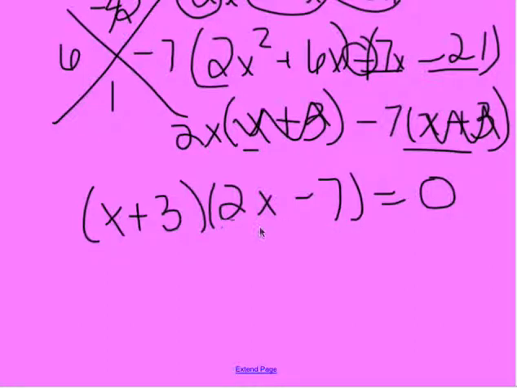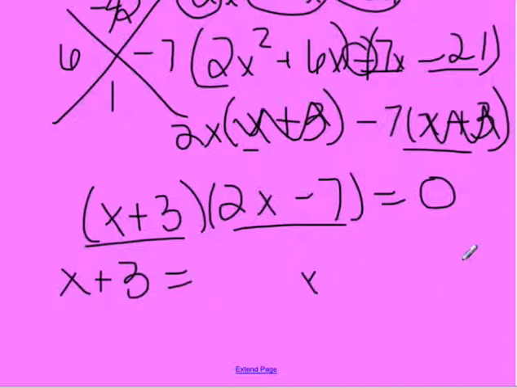Once we factor, we can use the zero product property. The zero product property says if you take two things that are multiplied together and set equal to 0, to solve, you can take each factor and set it equal to 0. So I get that x plus 3 is equal to 0 and 2x minus 7 is equal to 0.